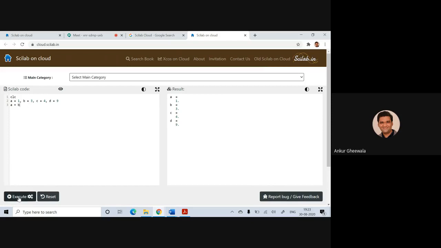Now I will execute A plus B. So what should be the value of A plus B? Just see here, 1 plus 3 is equal to 4. So you will get the answer. Answer is equal to 4.